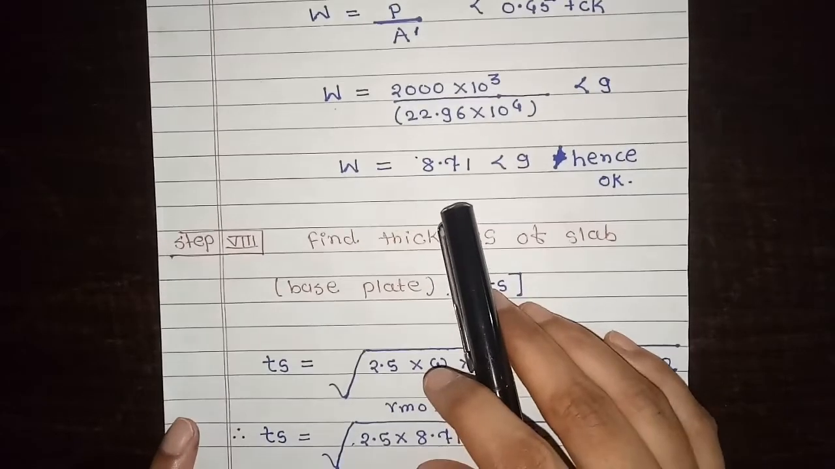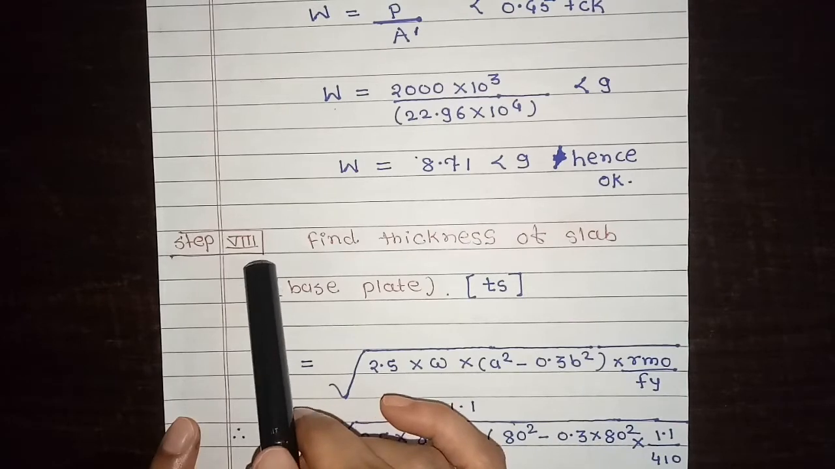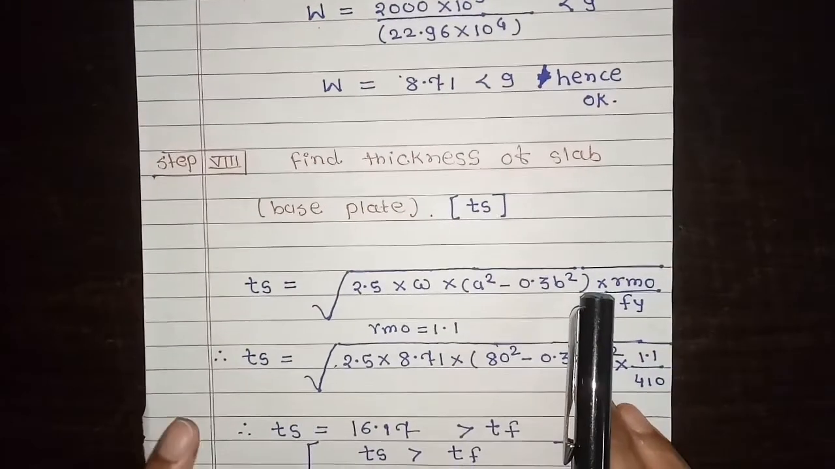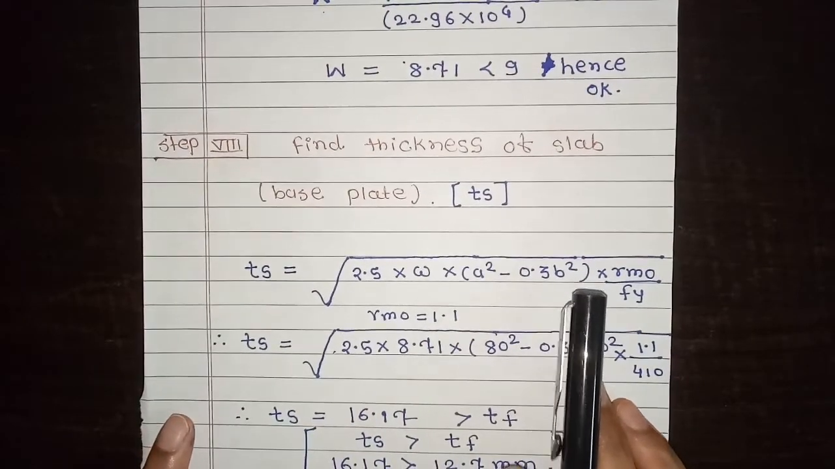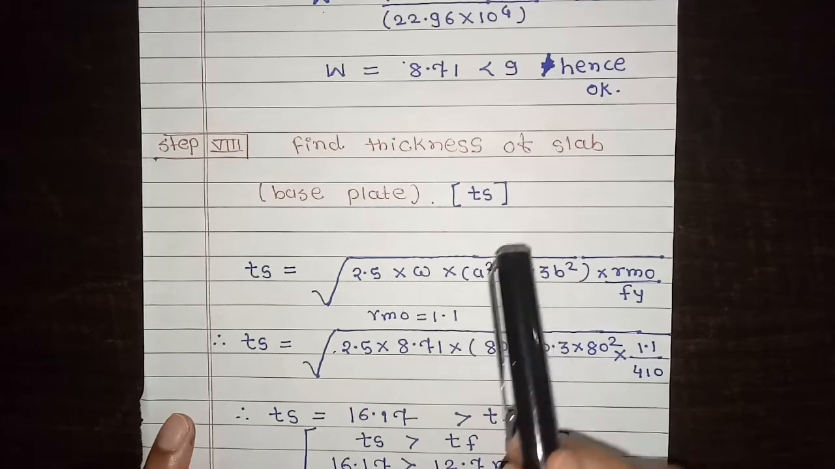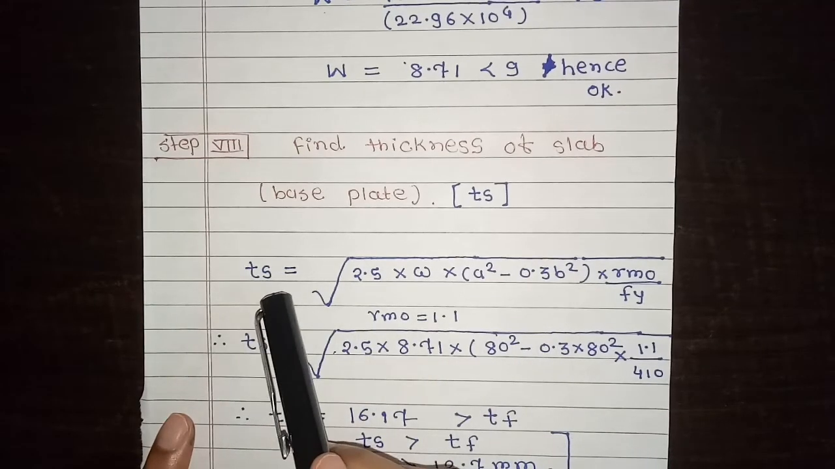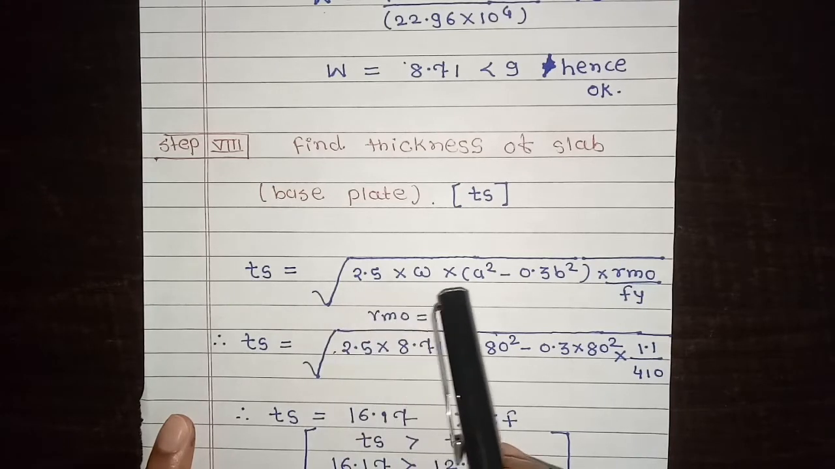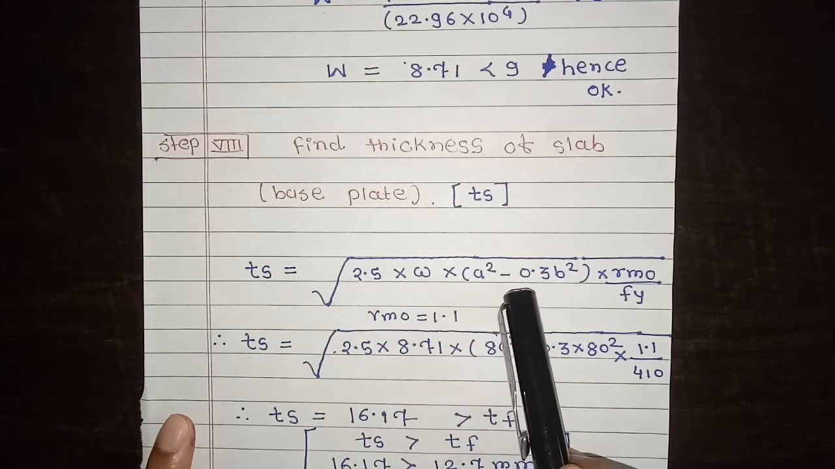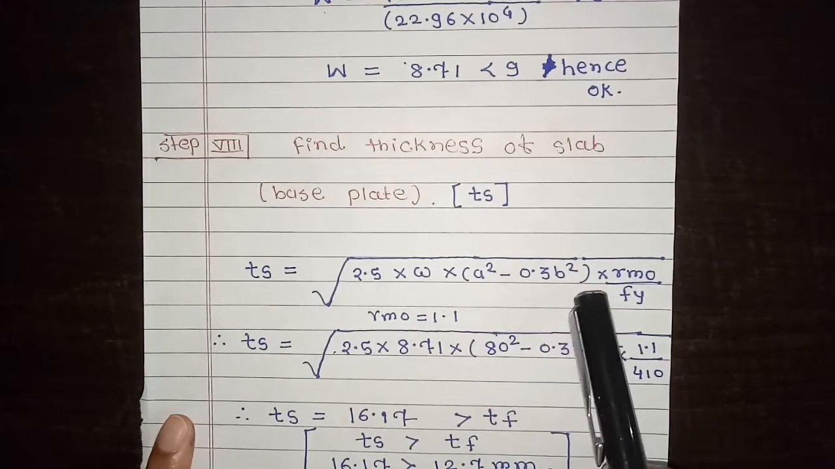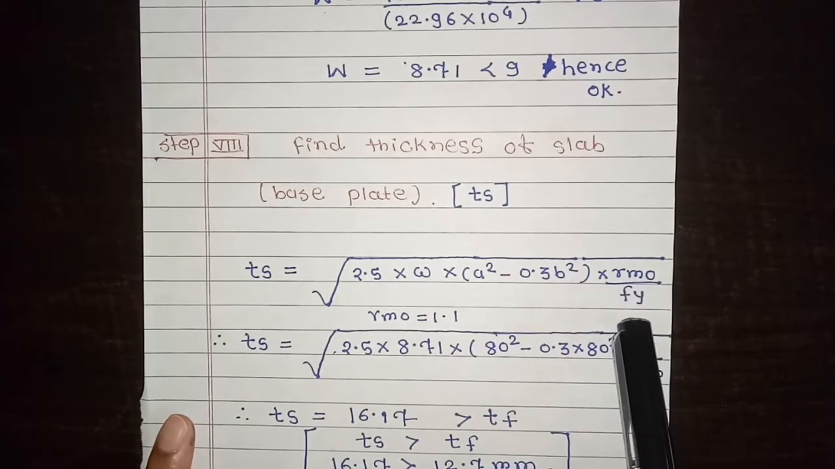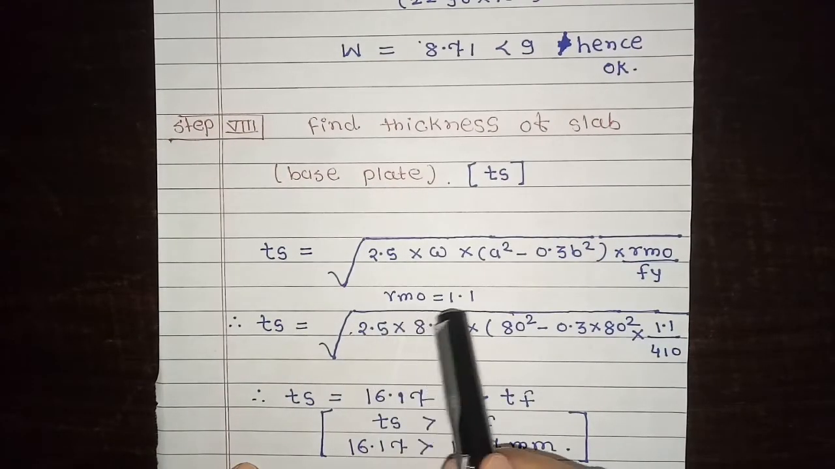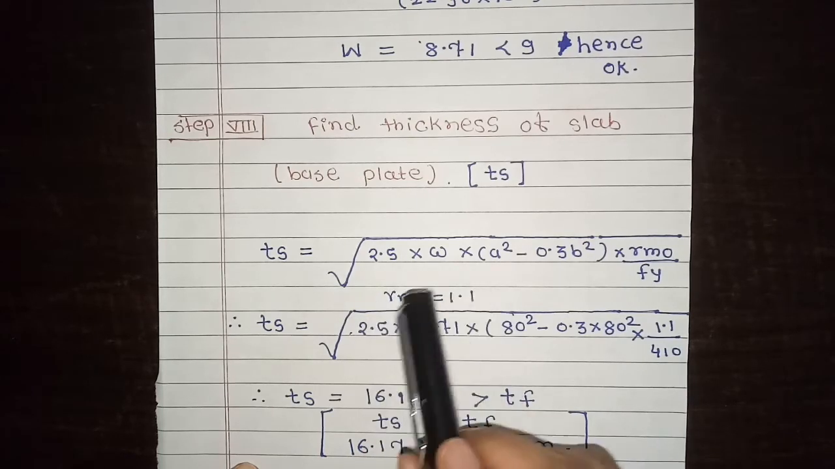Okay. So next step, step 8, find thickness of slab or thickness of base plate, which is denoted by TS, and TS is calculated by the formula TS is equal to square root of 2.5 into W into A square minus 0.3 B square, into gamma MO divided by Fy. Here gamma MO is equal to 1.1 as per IS code.